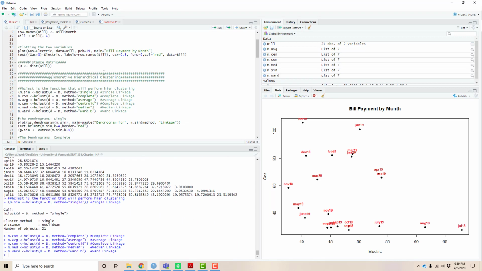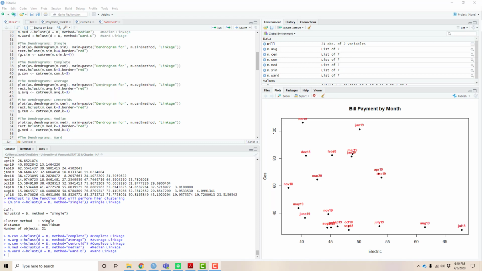Other than that, you just want to fit hclust, give it its distance matrix, and which method you want to use. And what it's going to return is basically 3 pieces of information. It'll give you the method, in this case single for the first one. The distance that was used to measure how far apart these dots are, and if you don't give it anything up here, it defaults to Euclidean distance. And then the number of objects, basically how many dots: I've been here 21 months, so there are 21 dots.